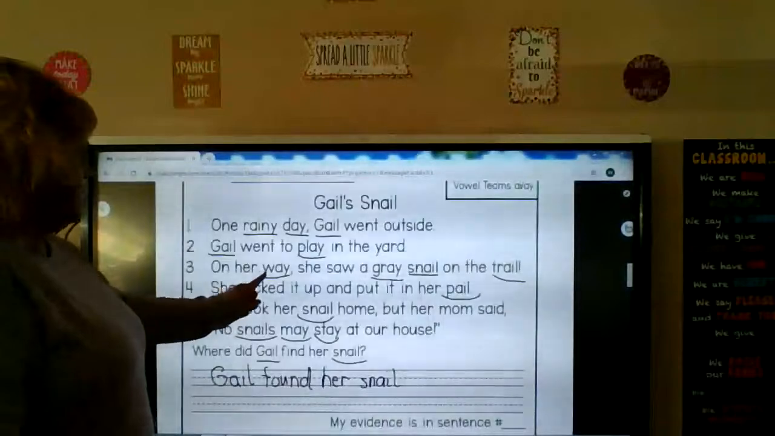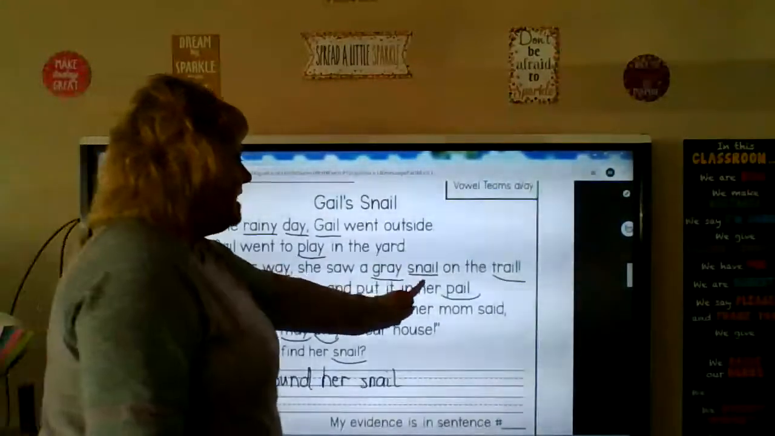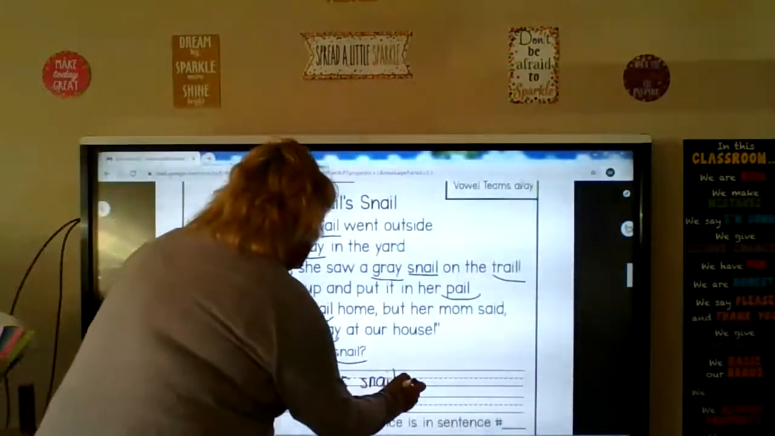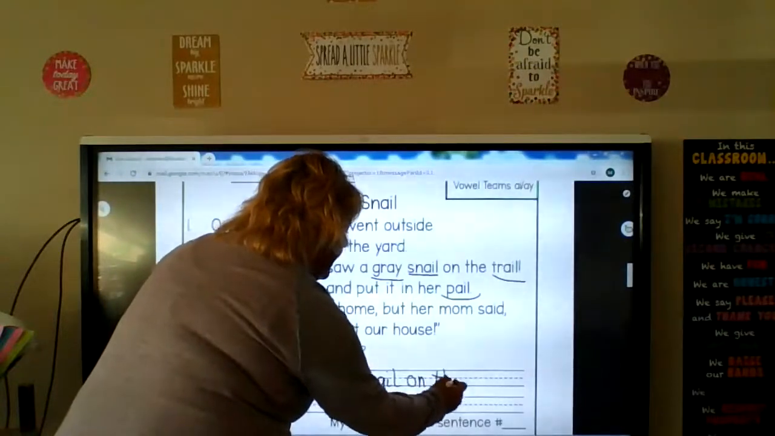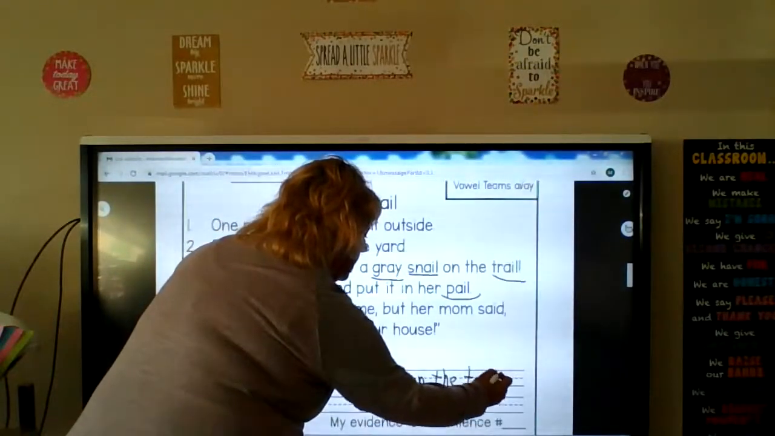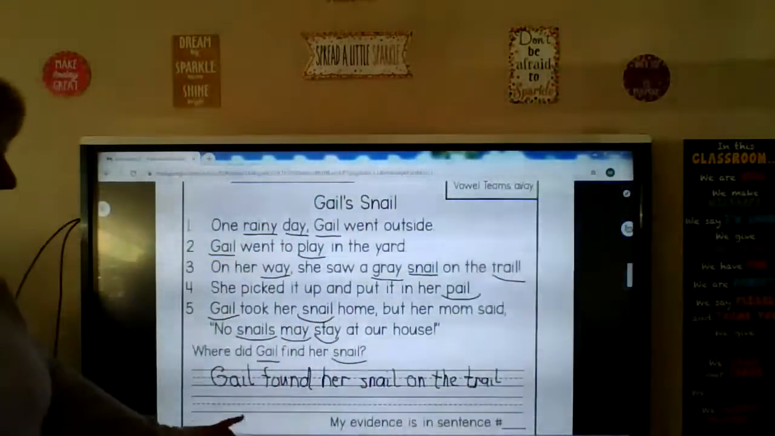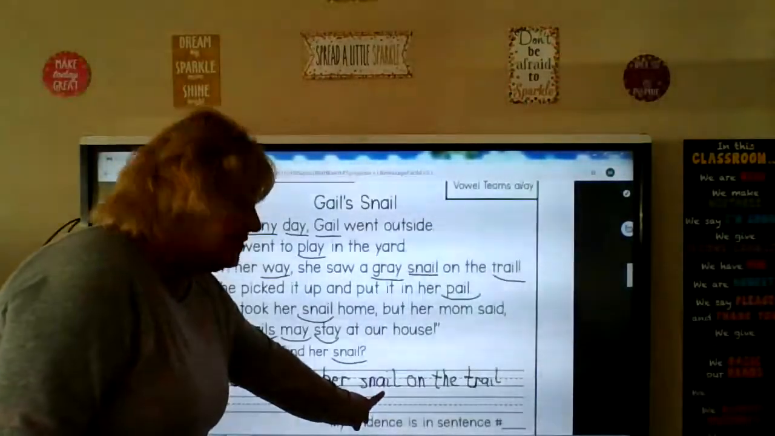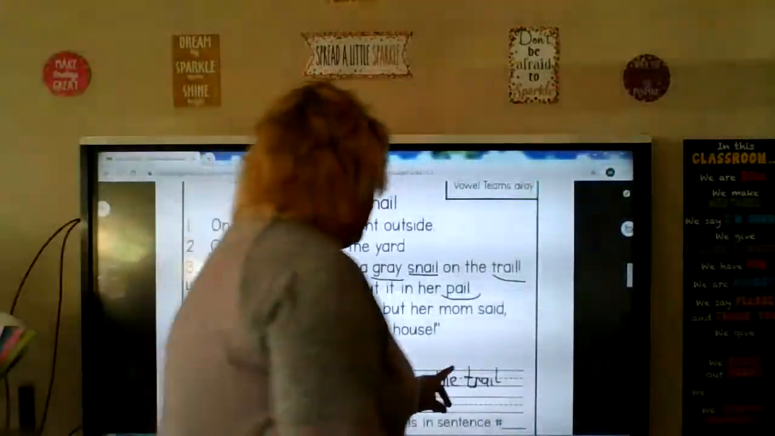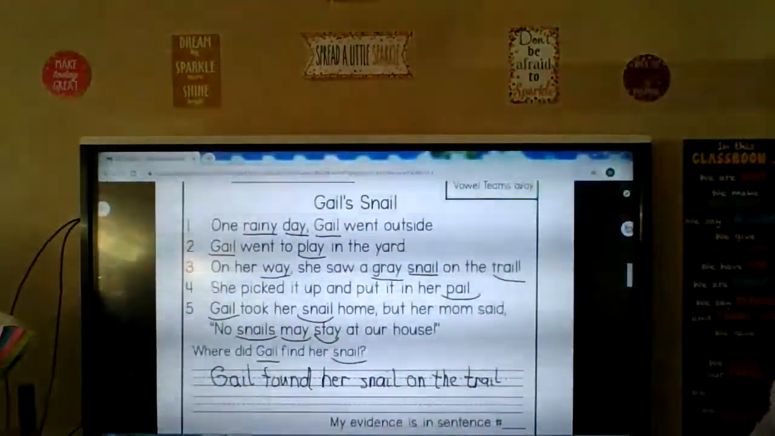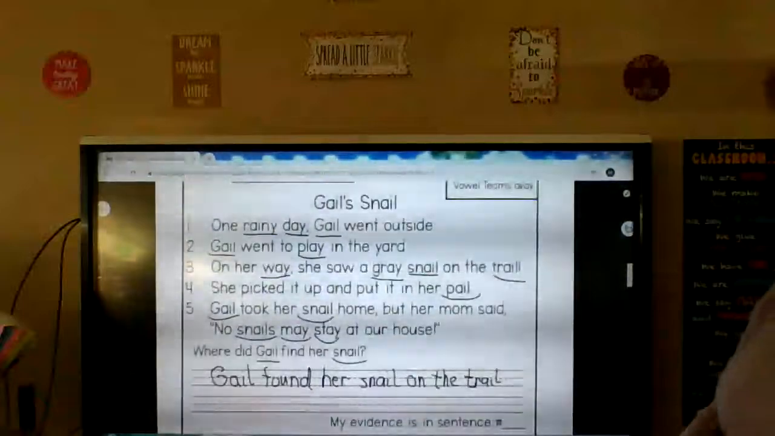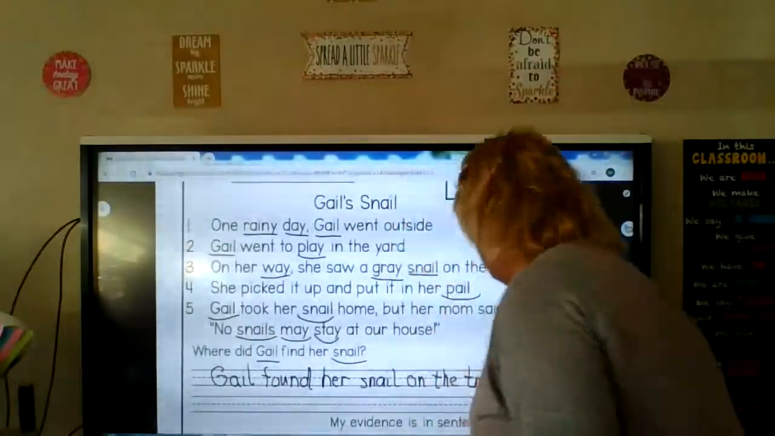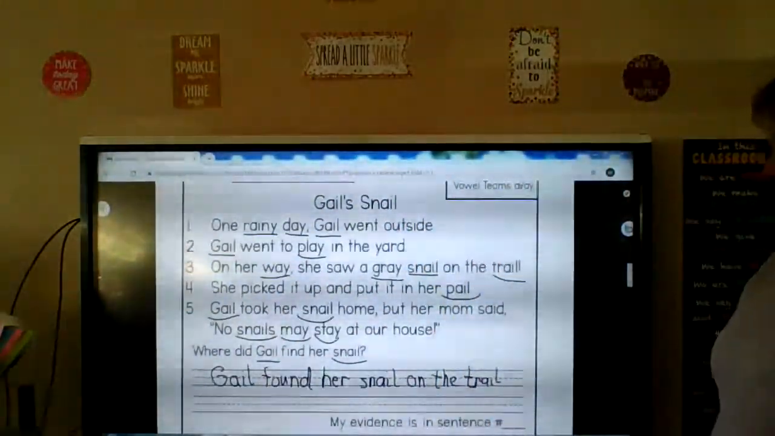Number 3, on her way, she saw a gray snail on the trail. Where did she find her snail? On the trail. Now, I hear A in the middle of Gail, so it's spelled A-I. I hear A in the middle of snail, so it's spelled A-I. I hear A in the middle of trail, so it's spelled A-I. Okay, get that written. You can pause me while you write it. Gail found her snail on the trail, period.